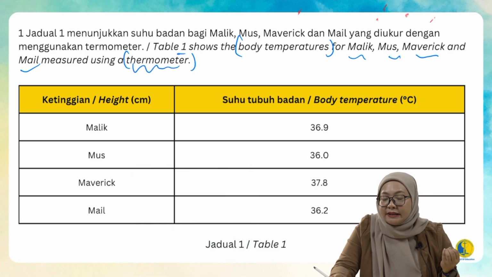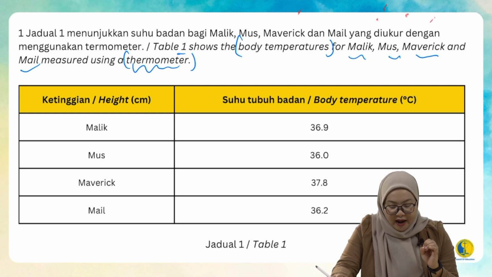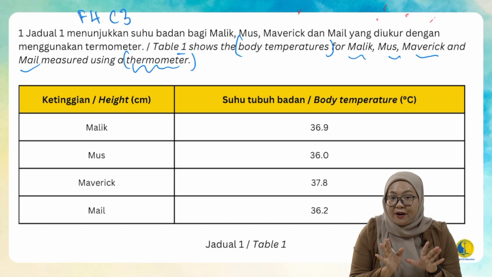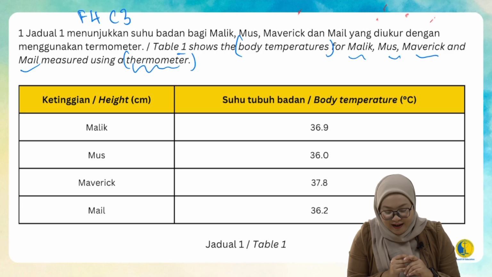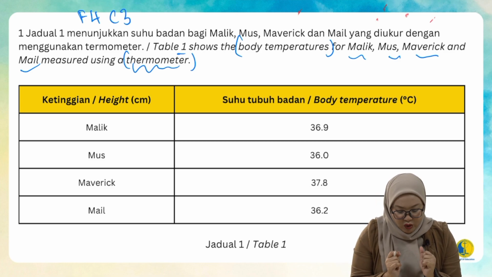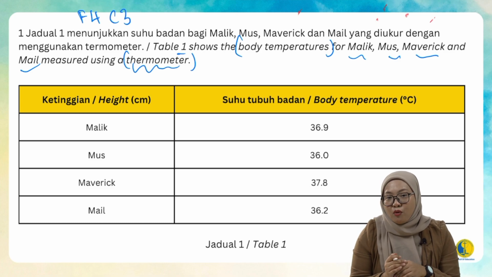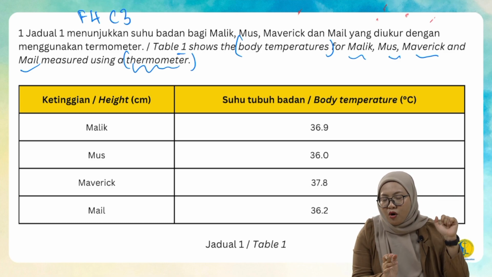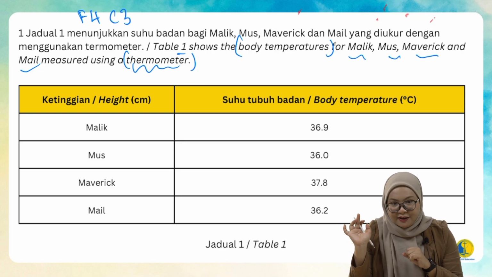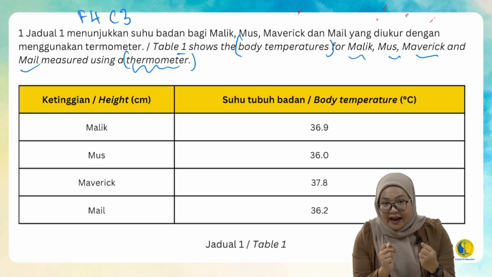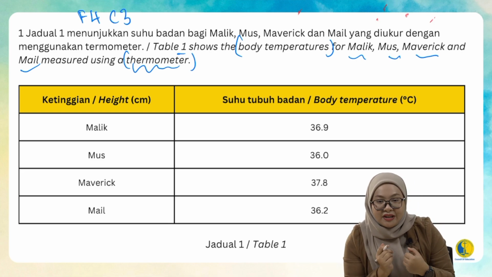So what is a thermometer? I take this question from Form 4, Chapter 3, the parameters of the body heat. One of the parameters of the body heat is temperature. How to measure the temperature? By using a thermometer. We have 4 types of thermometer. I'm going to show you shortly. Let's try to answer, and we have to analyze the questions first.